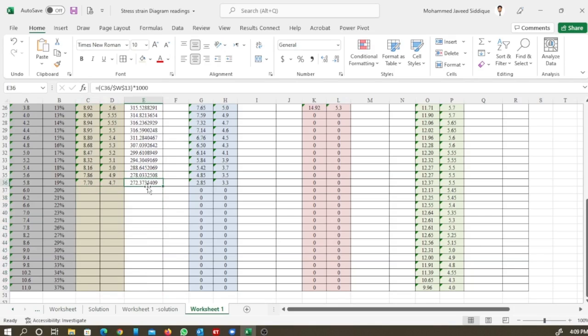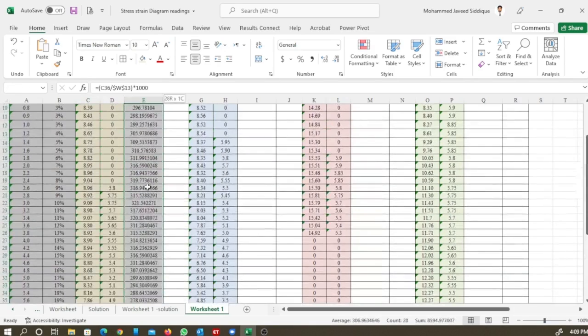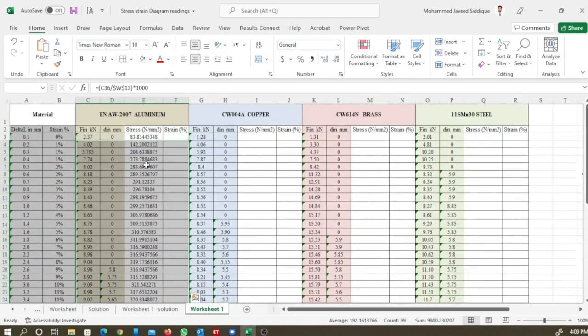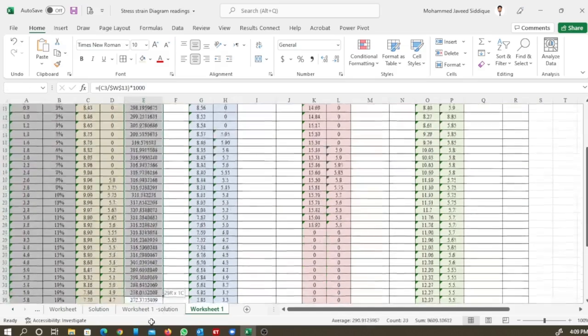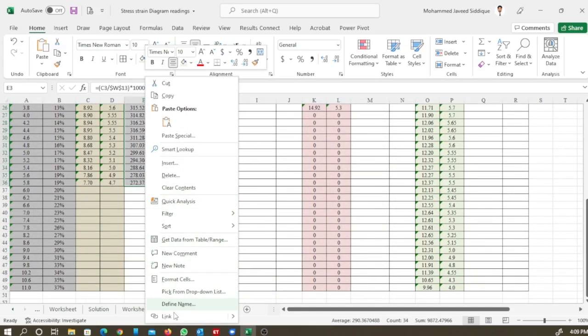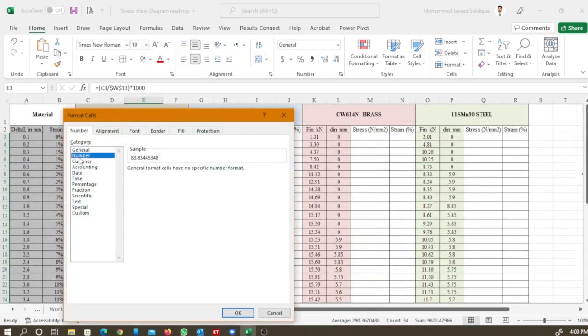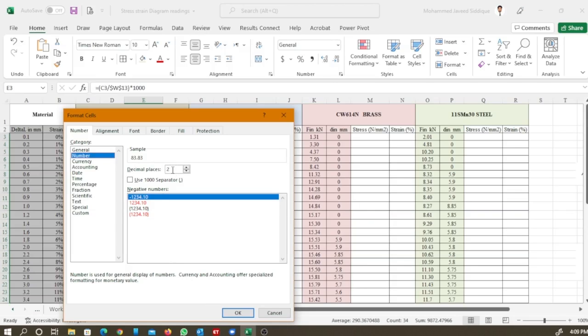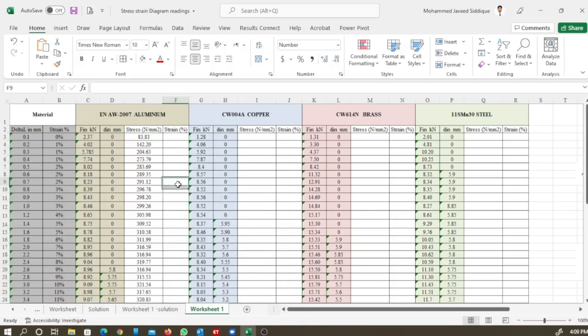Now these numbers I can format to show me simpler ones, because it shows a lot of digits after the point. So I say format cells, and then I say number and 2 decimal places. Now this is simplified. So here strain, we don't need strain every time, strain is common for all of them, so you can actually delete this, only stress is required.